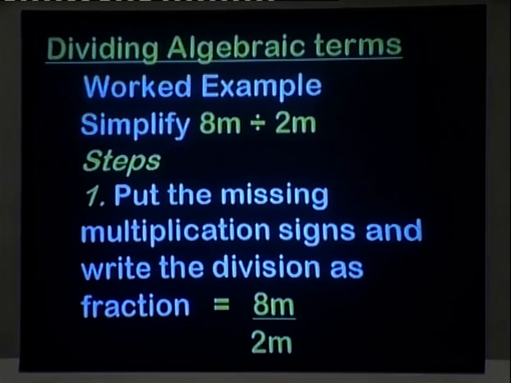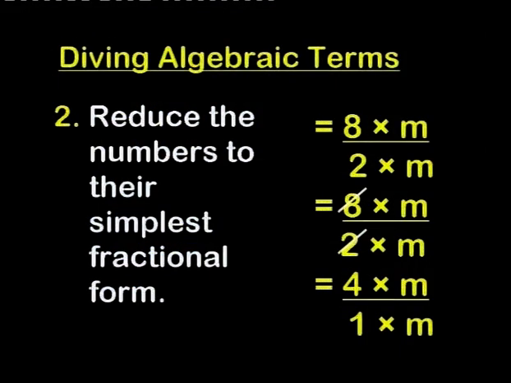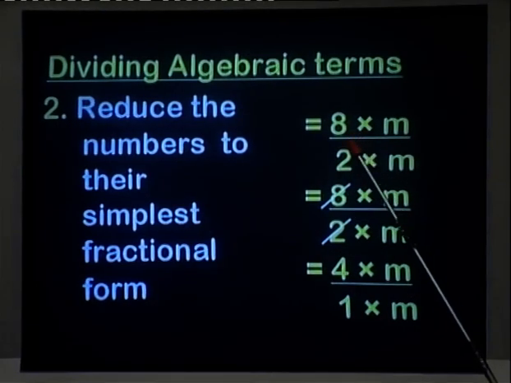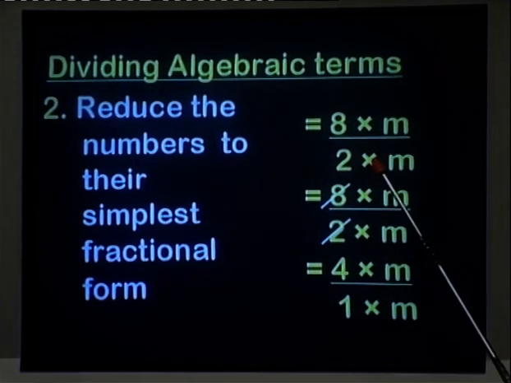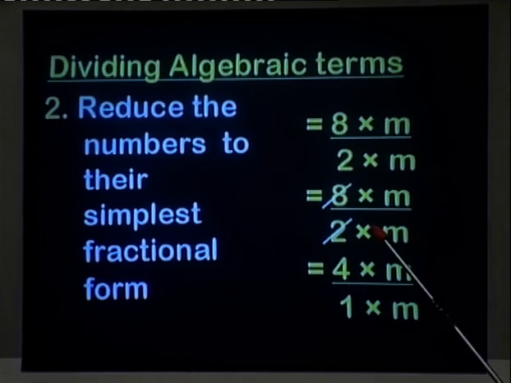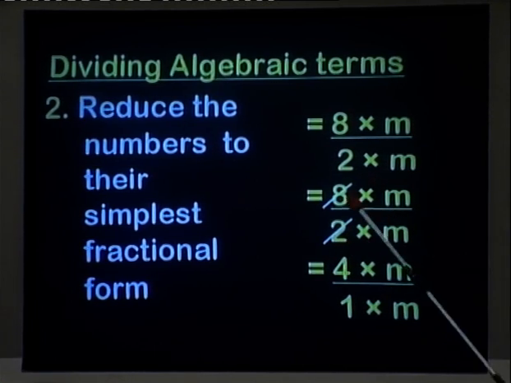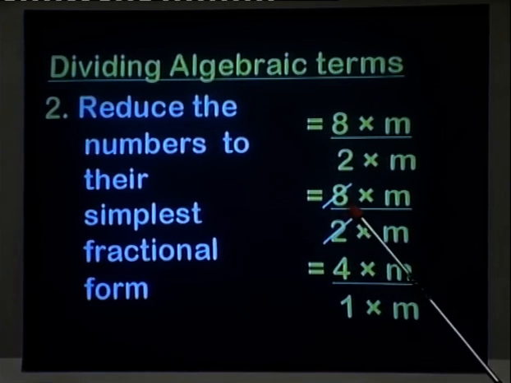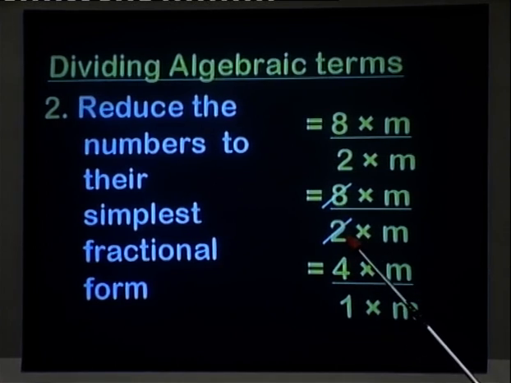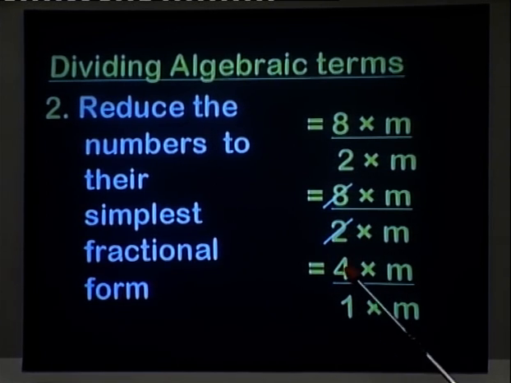Right? And what must you do for the second step? Reduce the numbers to their simplest fractional form. So 8m is simply 8 times m. 2m is simply 2 times m. What you do is reduce, crossing out. What number did I use to reduce this fraction? 2. 2 will go into 8 how many times? 4 times. And 2 will go into 2? 1 time. So 4 times m, 1 times m.